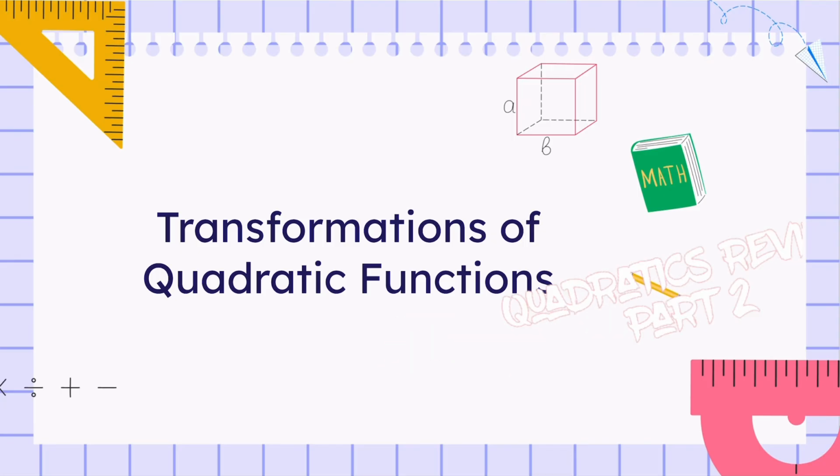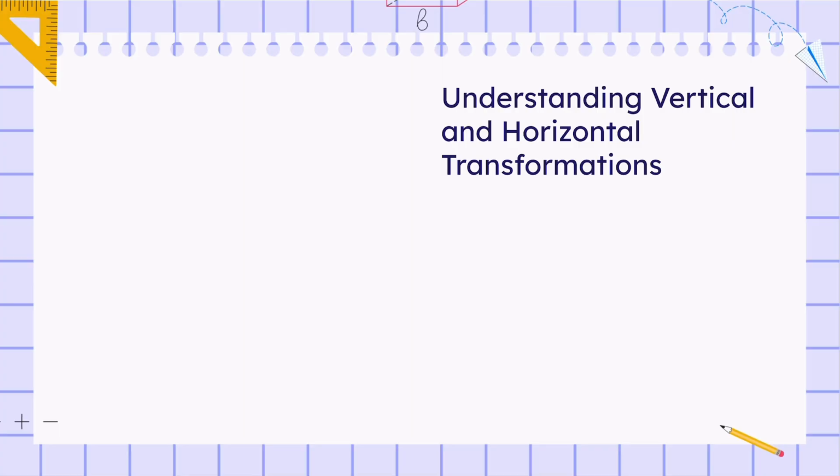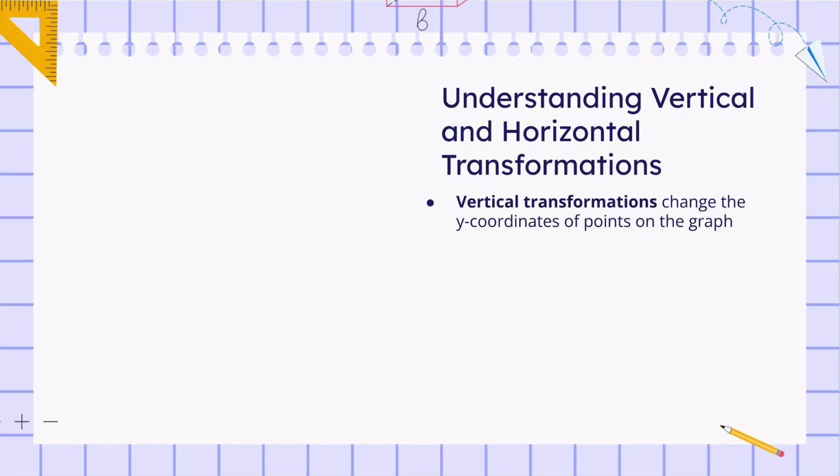So to kick off this review part 2, we're going to look at transformations of quadratic equations. And so we're going to look at what it means to vertically and horizontally transform these quadratic functions first. When we're talking about vertical transformations, we're talking about changes in the y-coordinate specifically, and it's the points on that parabola on the graph. So for example, your vertical transformations will determine whether your graph gets stretched or compressed vertically, or whether it's going to shift up or down.